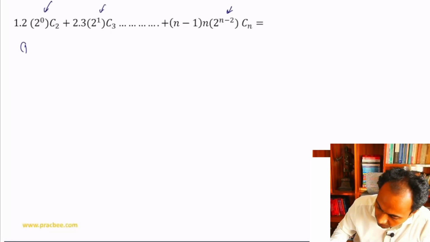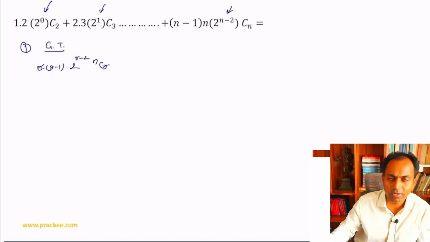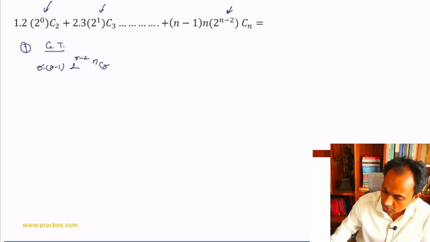So what was step 1? To write the general term. So that now will become r into r minus 1, 2 raised to the power r minus 2 nCr. You can check whatever you have written by substituting 1 or 2 values of r and see if you are getting the first 2 terms or not.